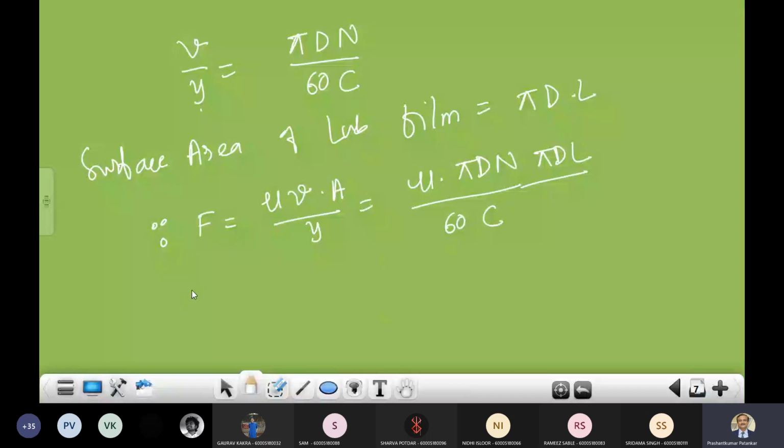So that means as far as that tangential force is concerned, what is the intensity of tangential force that I will get? That pi will become pi square, right? This mu will remain as it is, and this d will give me d square, then that n into L, whole thing upon 60 C. Am I clear? Are you understanding this? Yes, sir.